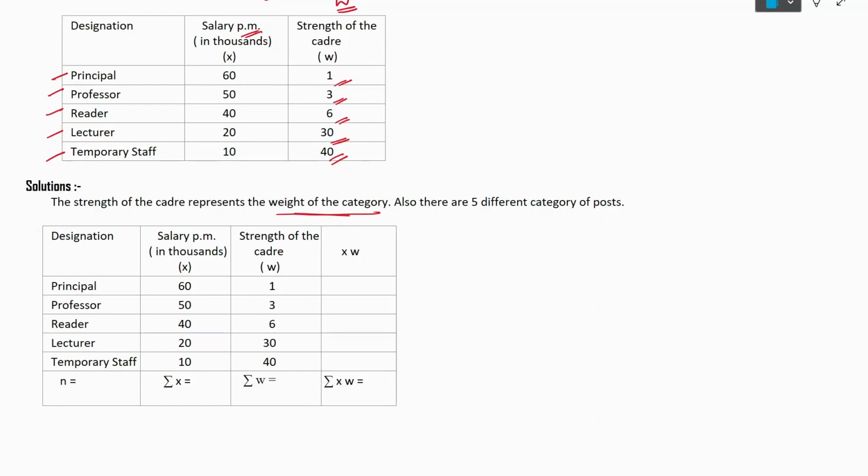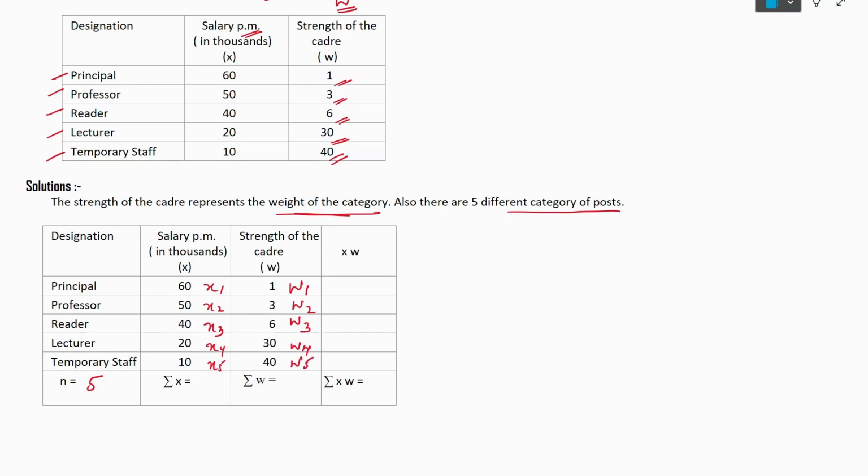There are 5 different categories of posts. How many posts are there? 5 different categories. Principal, professor, reader, lecturer, and temporary staff. Therefore, here these are the observations, right? Now here, designation I have written. How many different categories are there? That is total 5. Therefore, n is equal to 5. Here salary is written, that is X. Therefore, this is your X1, X2, X3, X4, and X5. Now, here this is the weightage. Therefore, that means it is W1, W2, W3, W4, W5.